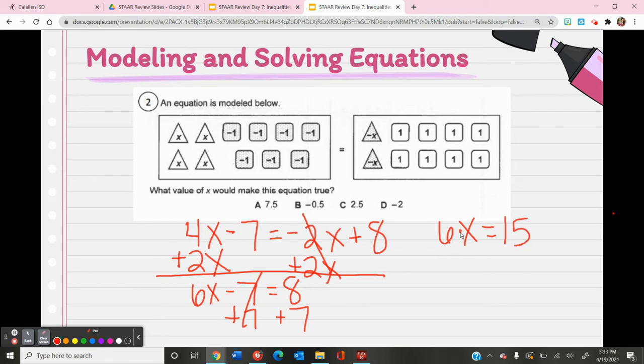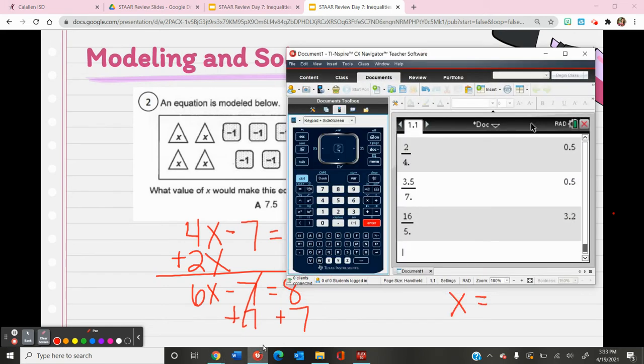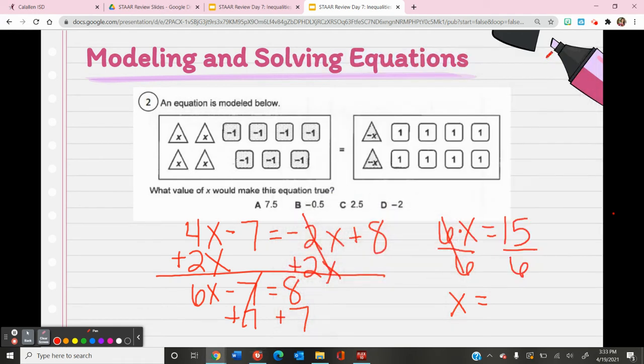So now my next step is to see what is either multiplying or dividing my variable. Here I have 6 multiplying my variable, so to cancel this out, I'm going to divide by 6. This cancels out. I'm left with x equals 15 divided by 6. I put 15 divided by 6 in my calculator, and I get 2.5. So here x equals 2.5, which means our answer here is C.